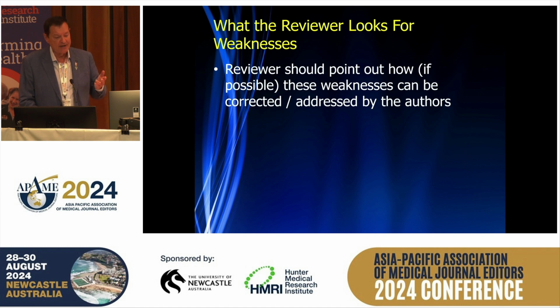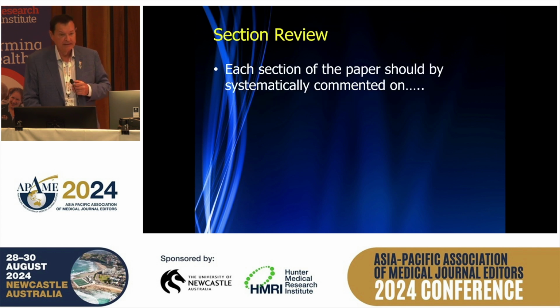So the reviewer should point out, if possible, what the weaknesses are, whether they're correctable, and help the authors sort of see this and possibly rewrite the paper and bring it back for further review afterwards. So after these general points are sort of addressed, it's very helpful to do sort of a section-by-section review. This makes it easier for the reviewer actually to go through the paper and analyze it systematically.